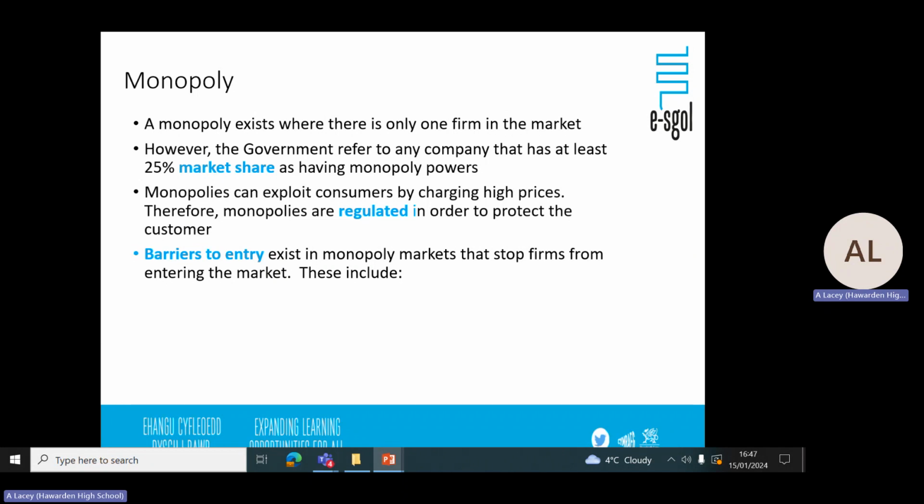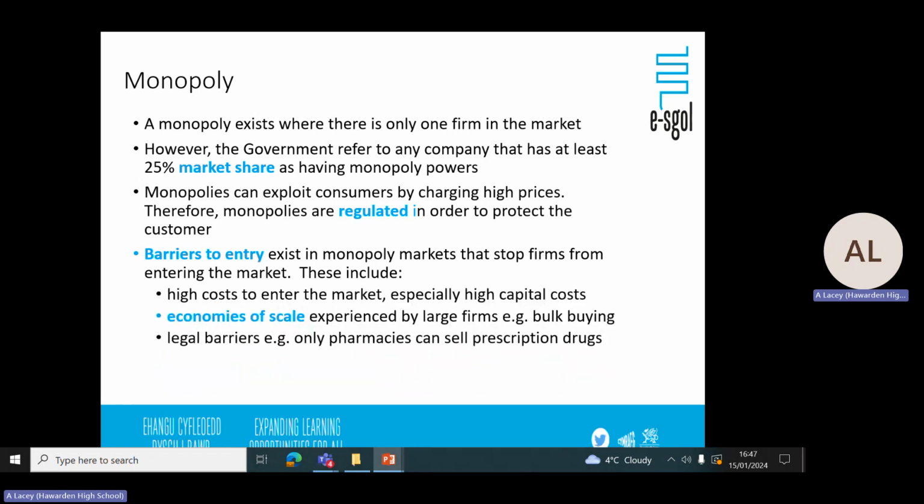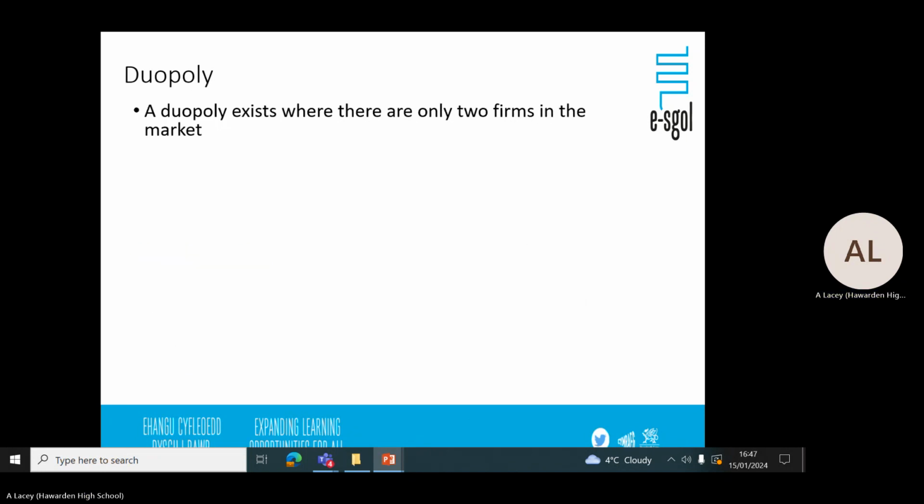Now, monopolies can exploit consumers by charging high prices. Therefore, monopolies are regulated in order to protect the customer. Barriers to entry and exit in monopoly markets stop firms from entering the market. These include things like high costs to enter the market, economies of scale, where larger firms are able to bulk buy and make things cheaper as they make products, and legal barriers. So only pharmacies can sell prescription drugs, for example. And a pure monopoly has only one firm in the industry.